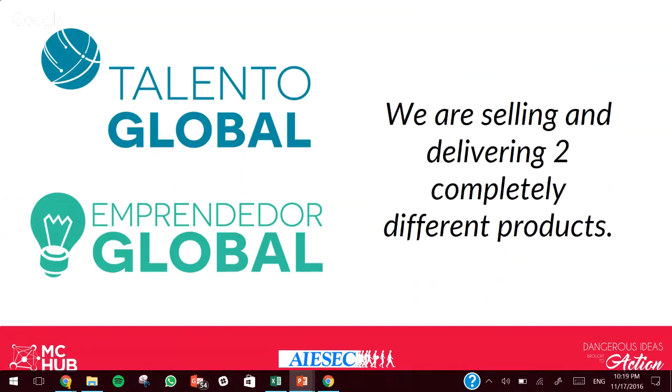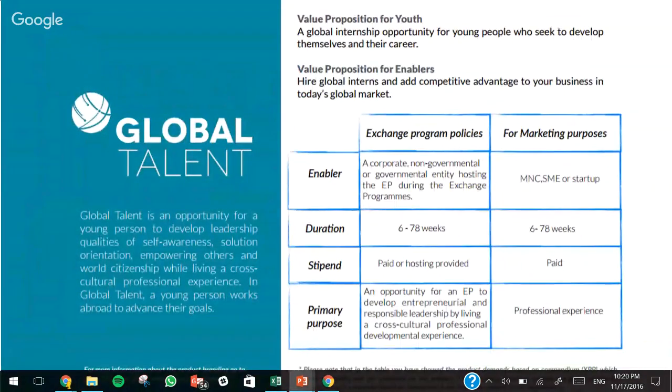Only a few months ago, Emprendedor Global was actually a sub-product of Talento Global, so it made sense that it was one area. But after International Congress this past year in Bologna, they decided it doesn't make sense that Emprendedor Global is a subproduct of Talento Global because it's so different. It actually needs to be completely separate. So now we have two different kinds of processes, two different kinds of opportunities, two different kinds of EPs, two different kinds of everything that we have to do. We're going to go through first Global Talent and then Global Entrepreneur.